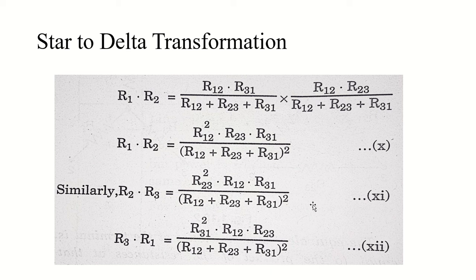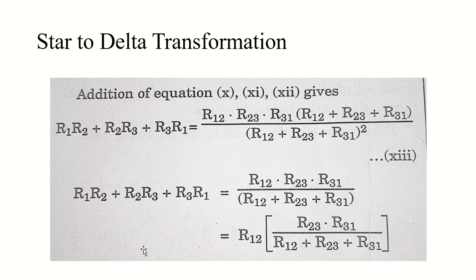Now what we will do, we call this multiplication of R1 into R2 equation 10, we call the multiplication of R2 into R3 equation 11, and we call the multiplication of R3 into R1 equation 12. Now we will take the summation of all these three equations and we will see what we come up with. Okay, so what will we get on the left hand side? It will be R1 into R2 plus R2 into R3 plus R3 into R1. Let's verify the left hand side first. See, R1 into R2 plus R2 into R3 plus R3 into R1.